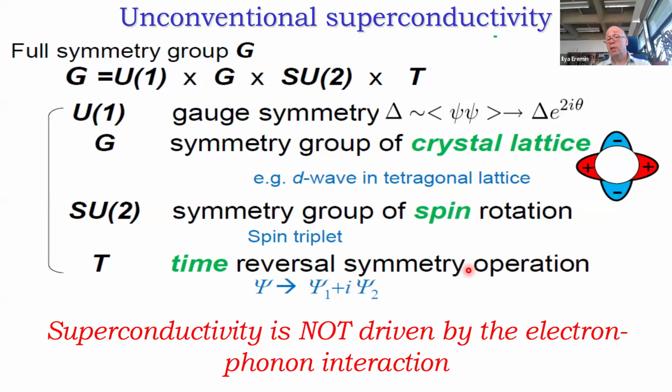However, in iron-based superconductors, strictly speaking, there is no additional symmetry that is broken. Nevertheless, we still believe that this is an unconventional superconductor because it was not driven by the electron-phonon interaction. Therefore, now the conventional notion is that unconventional superconductivity is the one which is not driven by the electron-phonon interaction.